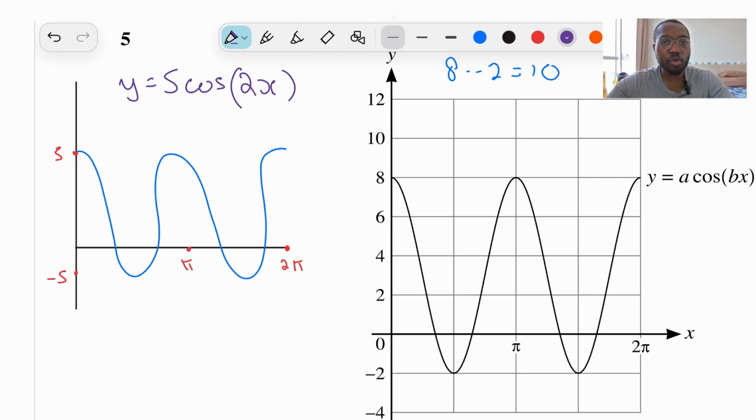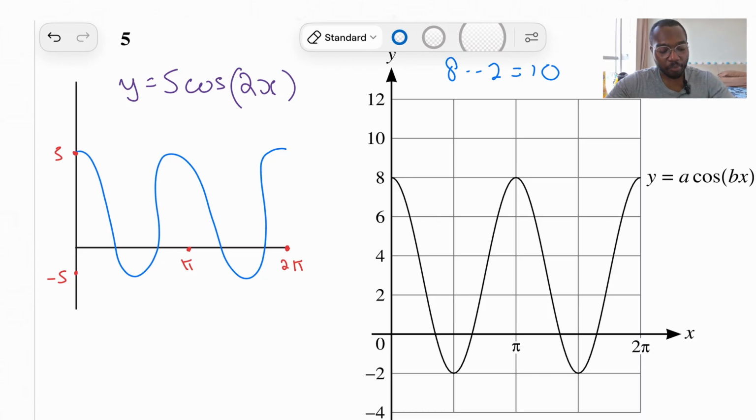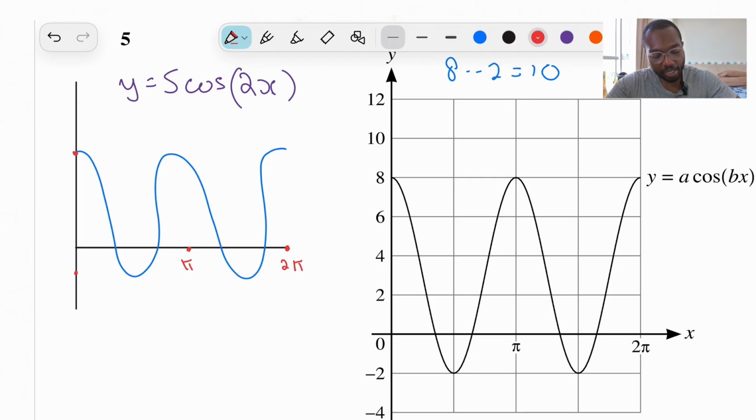Now it's fairly simple to know what you need to do to get it to 8 and to -2. If we just shift everything up by 3 units, that 5 will change to 8, and that -5 will change to -2. So if we shift everything up by 3 units, then the 5 will change to an 8, and this will be a -2. And that's exactly what we want. That's the transformation. Therefore, for question A, it would just be 5 cos 2x plus 3, where A is 5, B is 2, and C is 3.